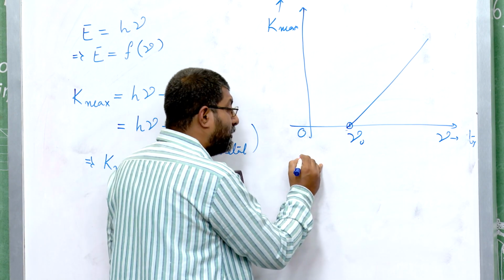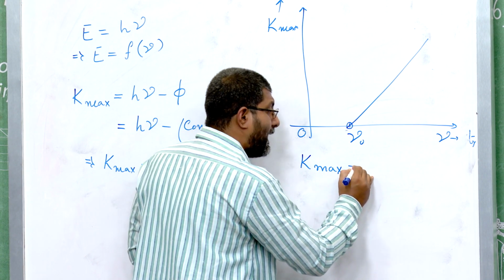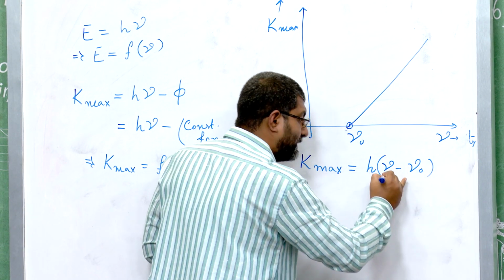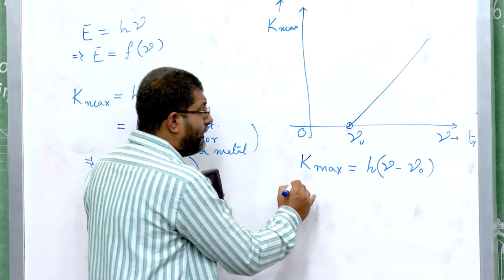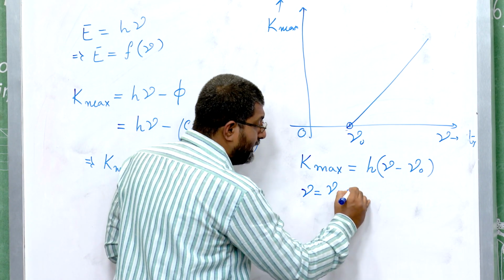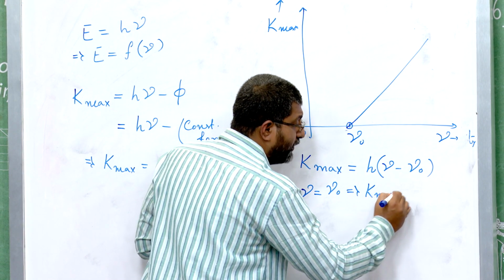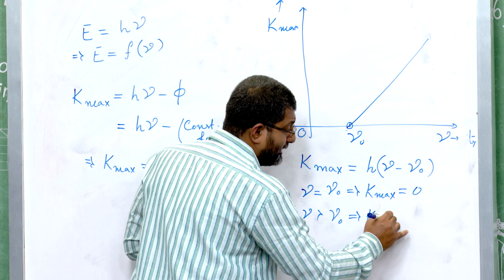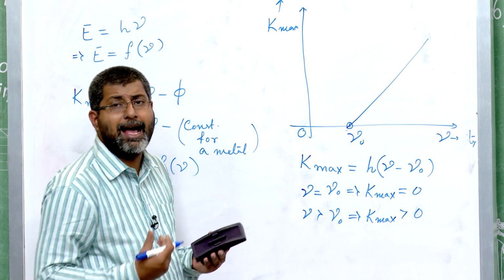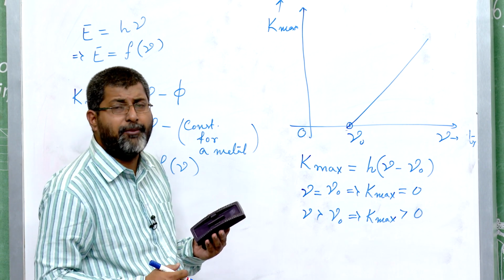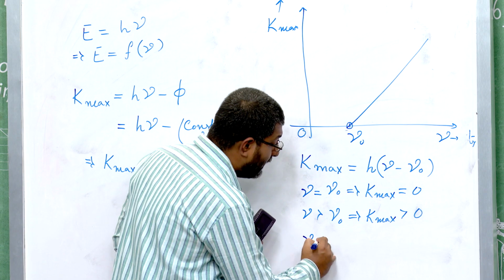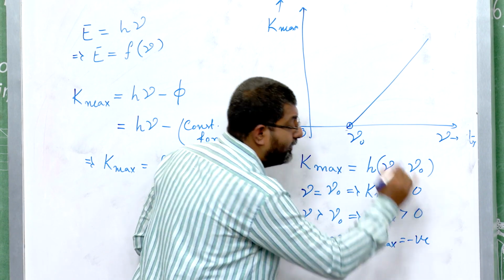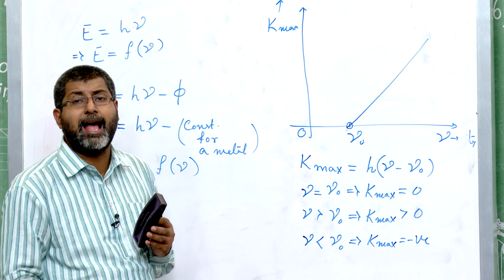Now, what happens below nu 0? We have written here that K max equals h times (nu minus nu 0). This is Einstein's photoelectric equation. If nu equals nu 0, K max equals 0. Nu greater than nu 0 implies K max greater than 0, that means it has a finite value. Now, let us think about what happens when nu is less than nu 0. Then K max will be negative, and negative kinetic energy does not have any significance.